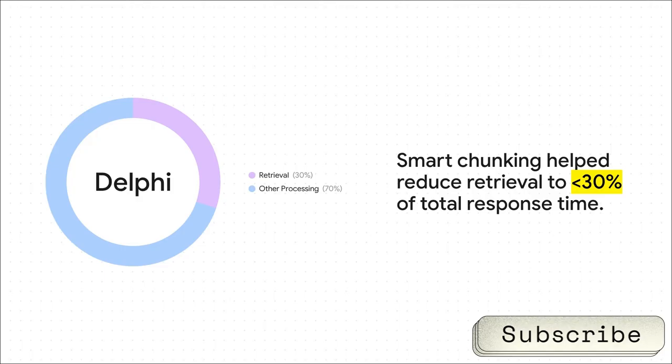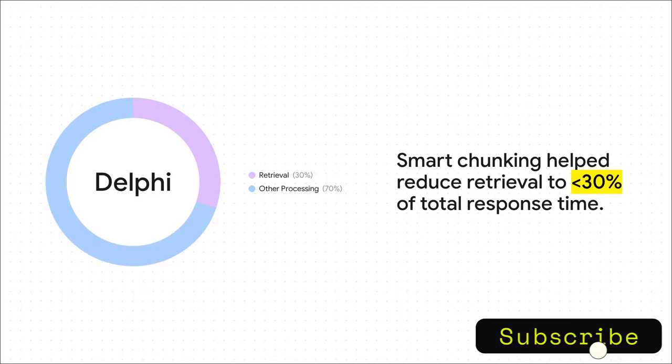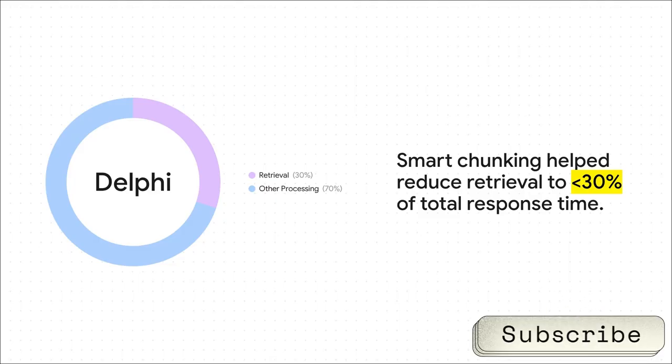So, does all this effort actually make a difference? Oh yeah, absolutely. Just look at this case study from the company Delphi. By implementing a smart chunking strategy for their conversational agents, they were able to reduce the time spent just on data retrieval to less than 30% of their total response time. I mean, that is a massive real-world performance gain.